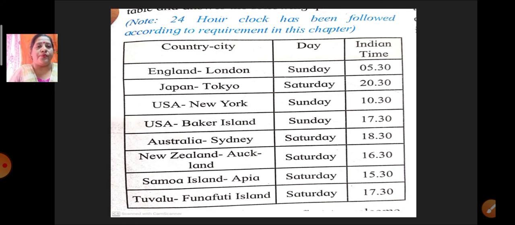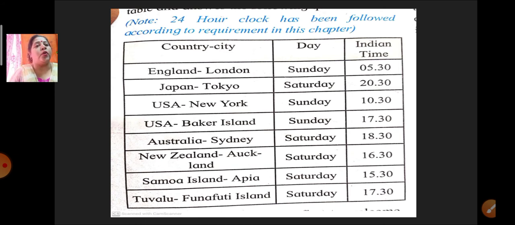Now the next, USA Baker Island. When USA Baker Island was celebrating their New Year, what was the timing in India at that time? It was already Sunday 5:30 p.m. That is already evening in India.